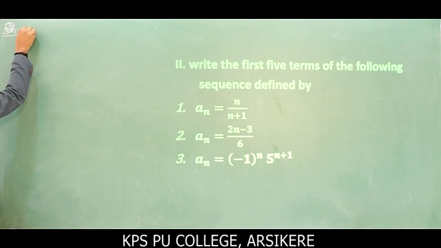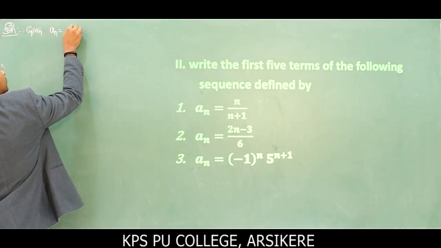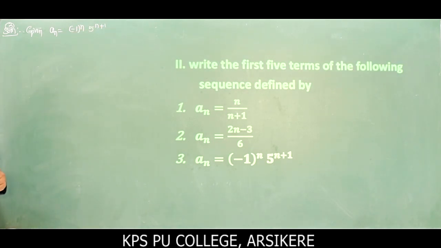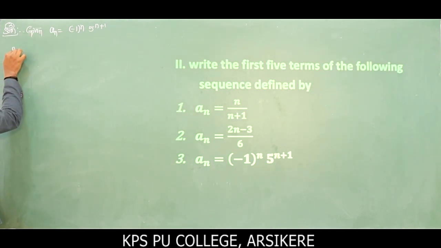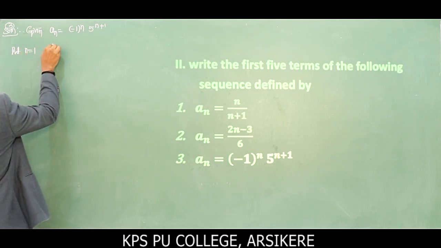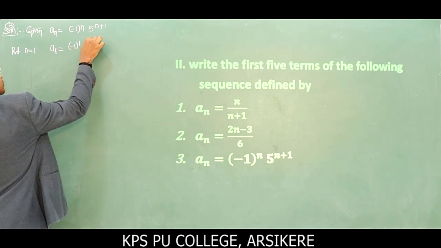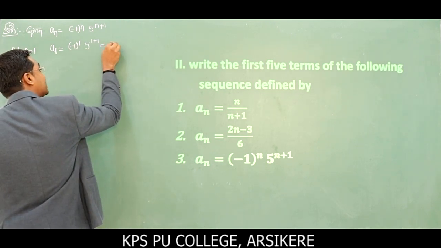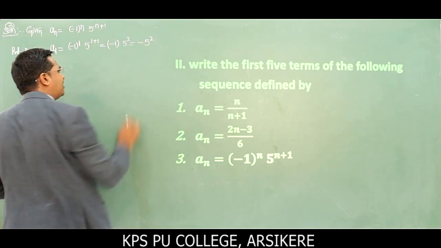Given a_n = (-1)^n · 5^(n+1). Substitute n = 1. a1 = (-1)^1 · 5^(1+1). (-1)^1 is nothing but -1, so minus 1 into 5 squared, which is minus 25.